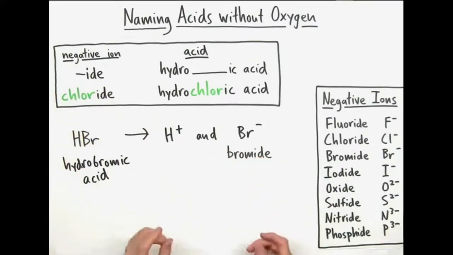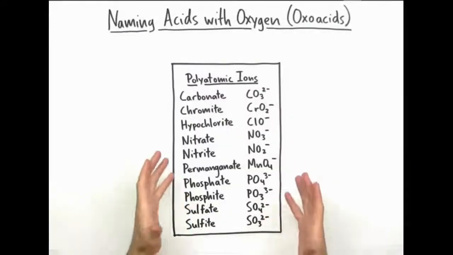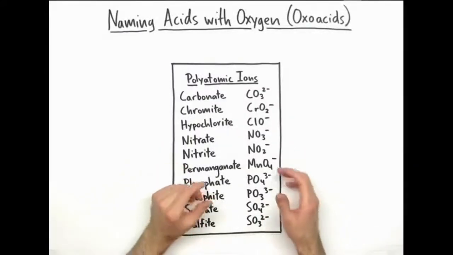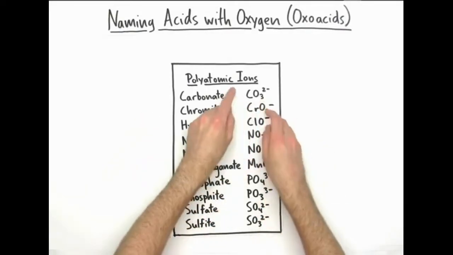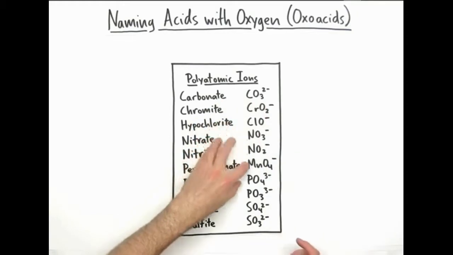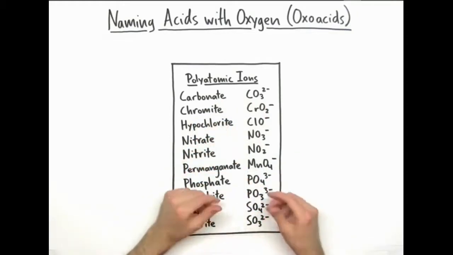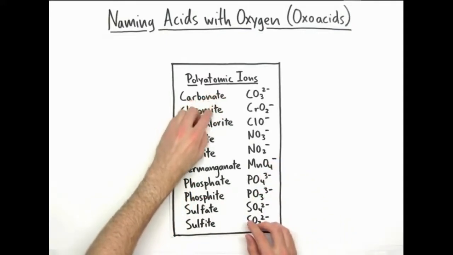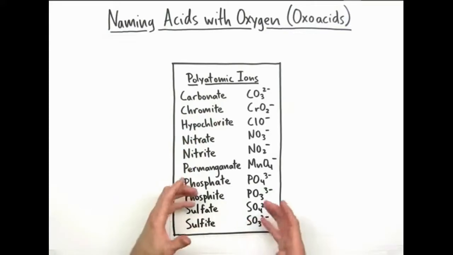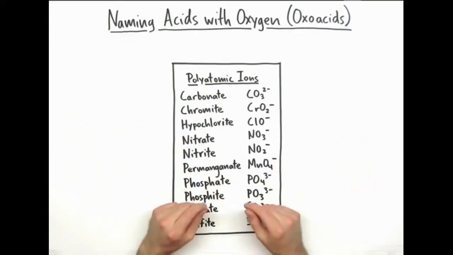Now let's take a look at how we name acids that have oxygen in them. In acids with oxygen, the negative ions are polyatomic ions like these that have oxygen combined with other elements. And that group of elements together has a charge. These polyatomic ions end in ATE and ITE, ate and ite. And these endings are what we're going to be looking at when we name acids that contain these polyatomic ions.